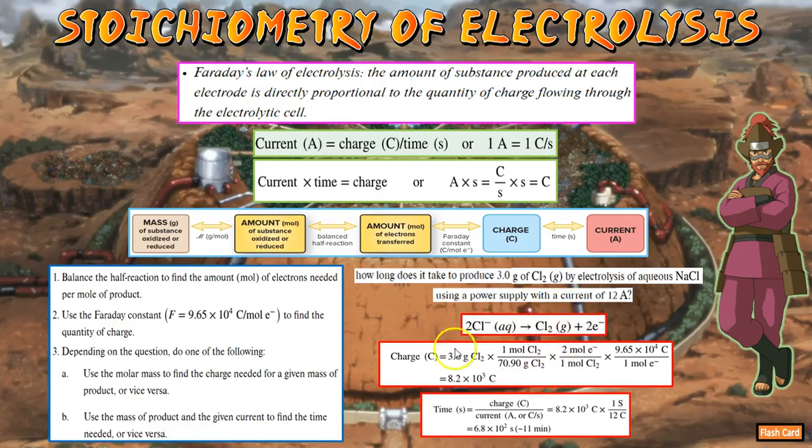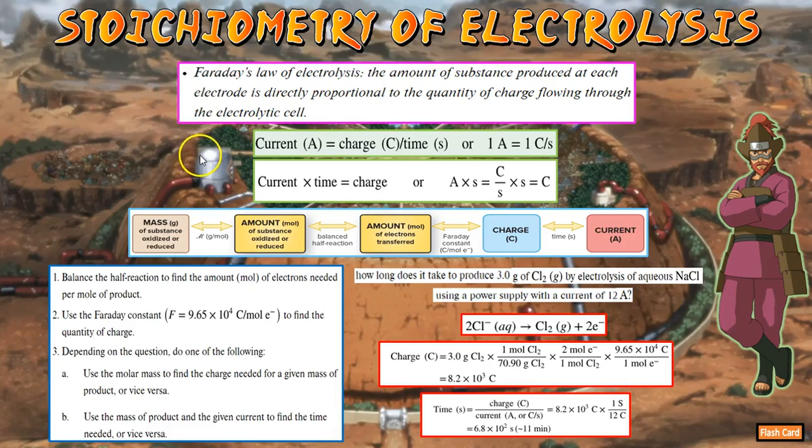Each balanced half reaction shows the amount in moles of reactants, the amount of electrons, and the product involved in change. So it contains the information we need to answer such questions as how much material will form from a given quantity of charge, or how much charge is needed to produce a given amount of material. To fully answer these questions, we must find the charge. Now we cannot measure charge directly, but we can measure current.